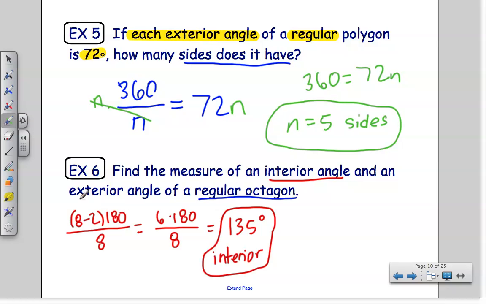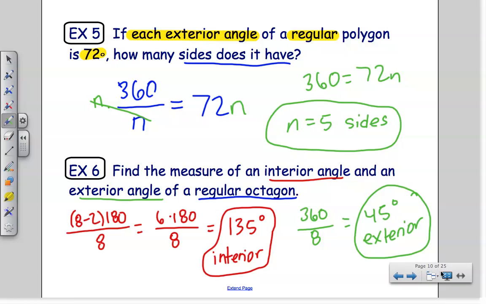And then how do you find the measure of an exterior angle? That's right up here. We know the exteriors add up to 360. And how many exteriors are there? Well, it's the same as the number of sides. In this case, I know the number of sides is 8. So I'm doing 360 divided by the 8 exterior angles that I have. And 360 divided by 8 is 45 degrees. So that would be the measure of an exterior angle.